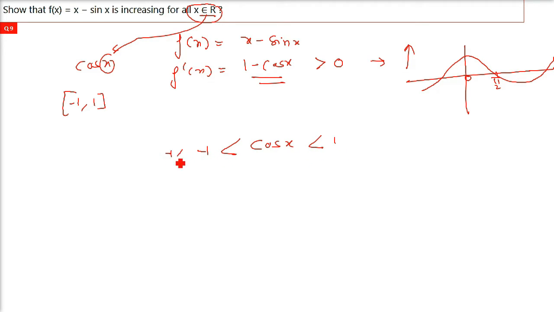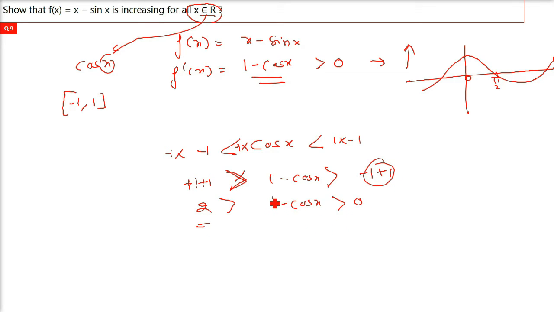Now multiply both sides by -1. When you multiply both sides by -1, the inequality will change. So less than will become greater than. When you multiply both sides by -1, 1 becomes -1 and -1 becomes 1, so it will be 1 plus 1. This is going to be minus cos x, but the inequality sign is going to change. So we have minus cos x here, and 1 minus 1 is -1. Now just add 1 to all of the numbers. Here also plus 1, here also plus 1. So what do you get here? This is 2, 1 minus cos x is in the middle, and this is going to be 0.